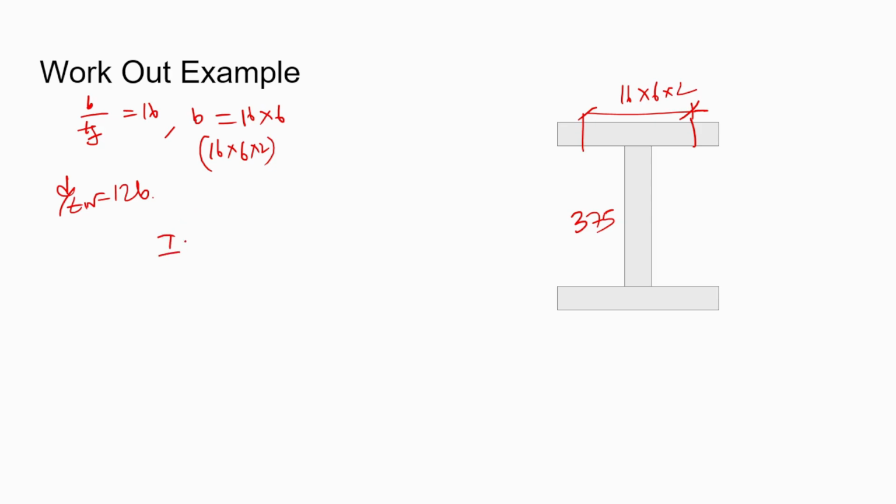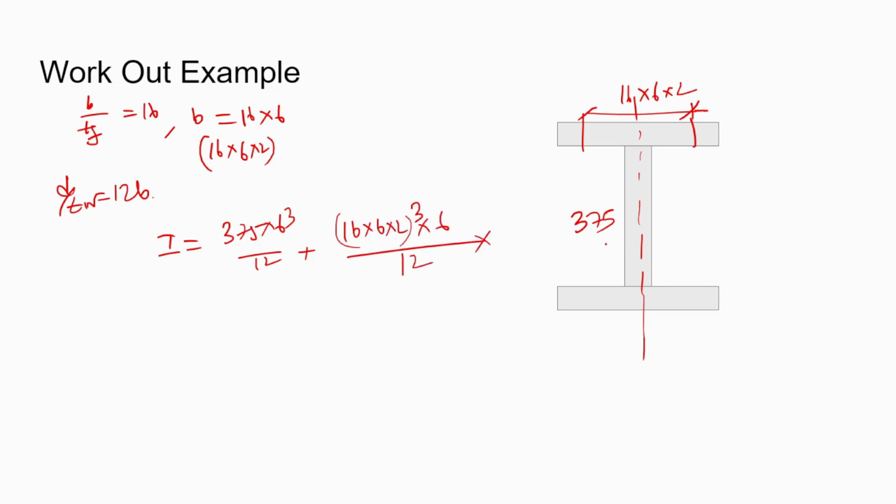So first find out I, the moment of inertia about this minor axis, and it is coming as 375 into 6 cube by 12, plus here it is 16 into 6 into 2 cube, b is 6, by 12, and we have two flanges, this one and this one, that is why 2. So you will get 708 into 10 to the power 4.